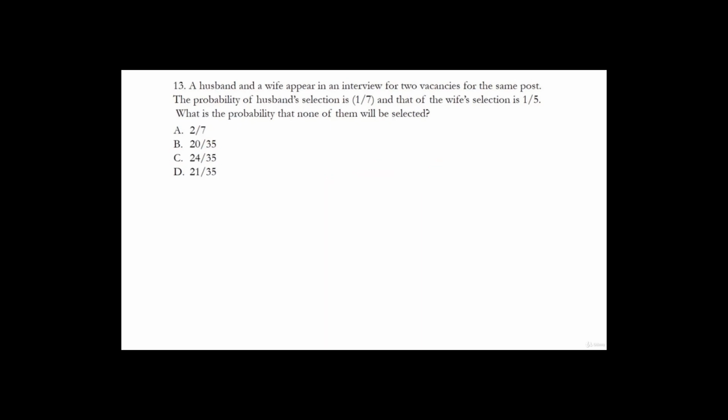So the same data, but the question is different. What is the probability that none of them will be selected? The probability of husband being rejected is 6 by 7, and the probability of wife being rejected is 4 by 5. 6 by 7 and 4 by 5. When you multiply this, you get 24 by 35. So this is the probability that both of them will get rejected. Option C is the right answer.